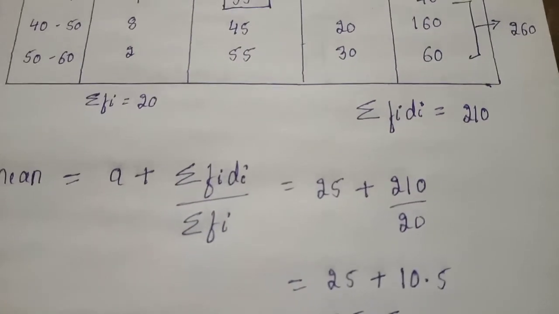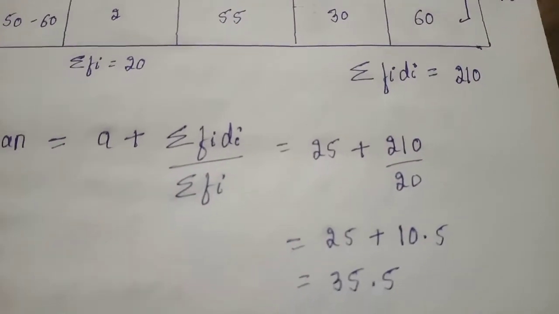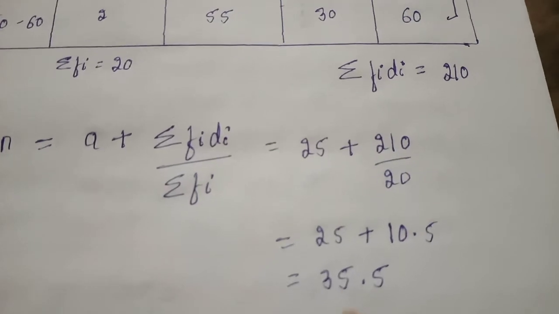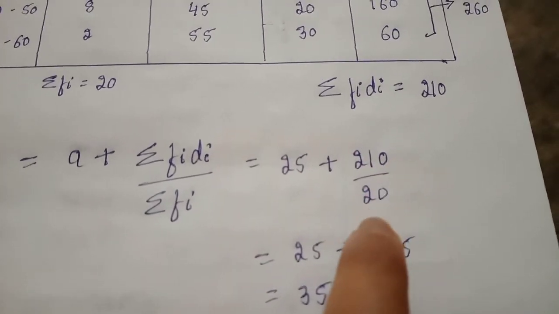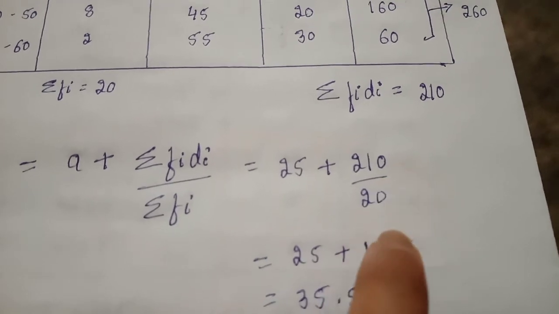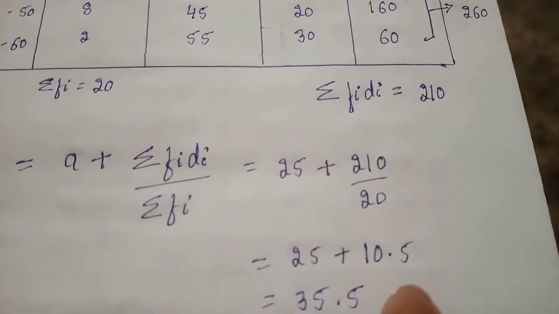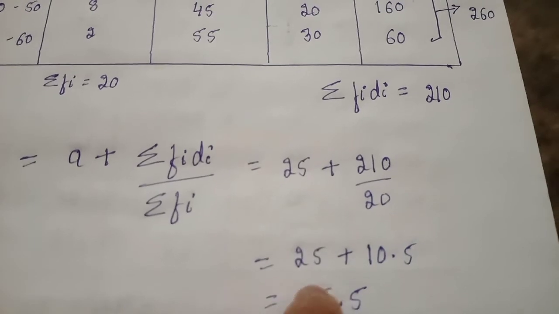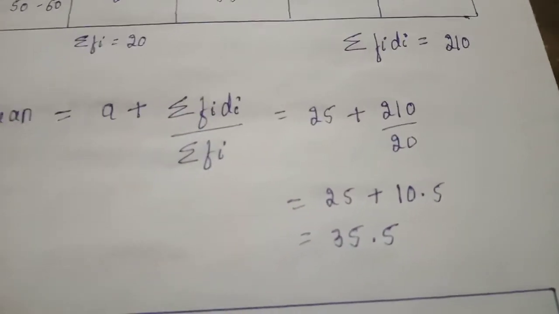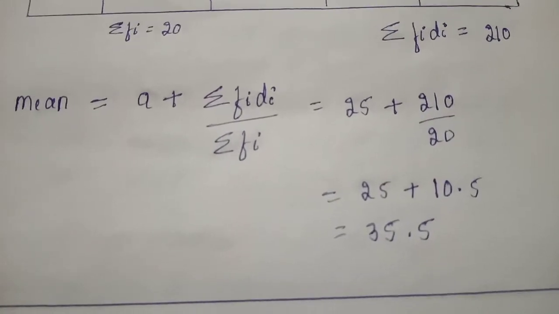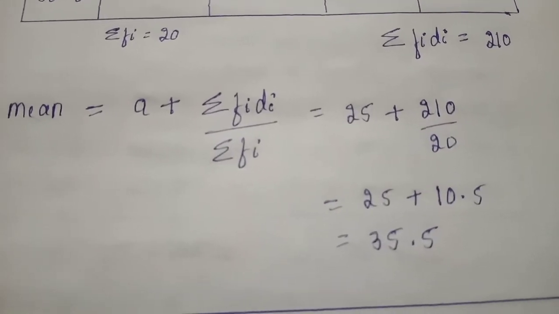Now substitute all the values: a, fi, di, fi. A is 25. Summation of fi di is 210, divided by summation of fi, which is 20. 210 divided by 20 is 10.5. And 25 plus 10.5 is 35.5. So we now have the mean by the assumed mean method.